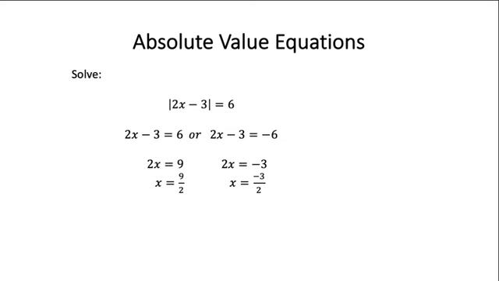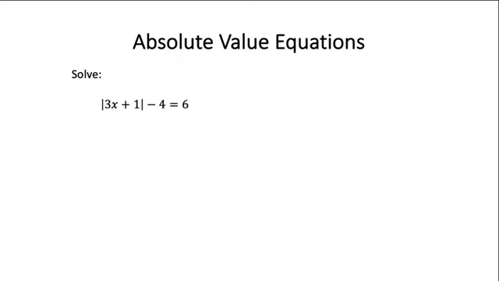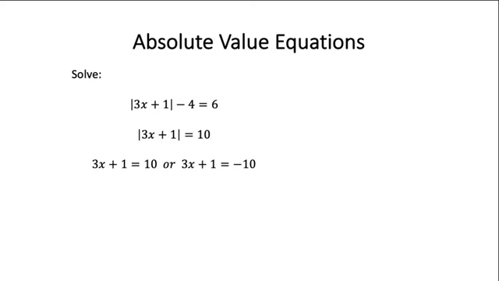All right, let's look at another example. The absolute value of 3x plus 1, minus 4, equals 6. I can't separate this until I have an absolute value all by itself. So what I have to do in the first step is add 4 to both sides. Now I can separate it just like I did in that previous example. So that means 3x plus 1 is equal to 10, or 3x plus 1 is equal to negative 10. And when I solve those two separately, I get two answers, 3 and negative 11 thirds. All right, good job. Equations are done.